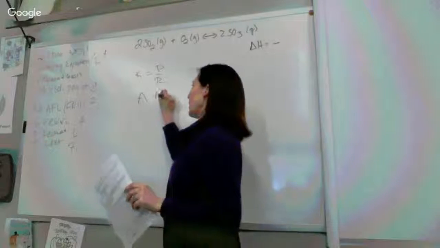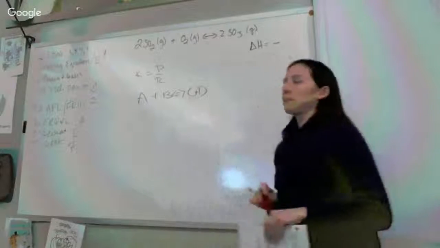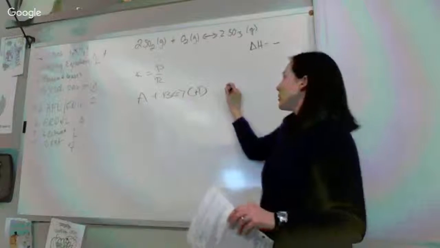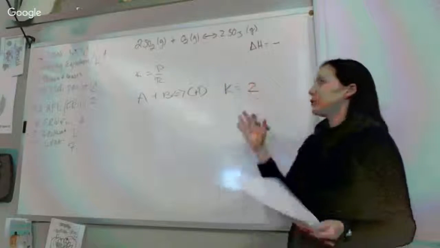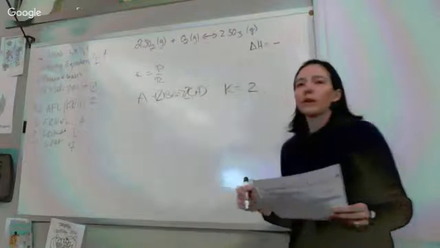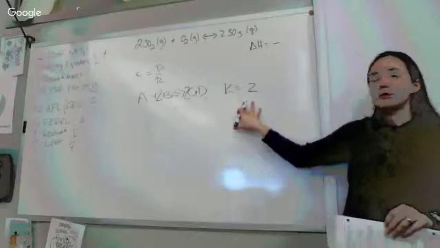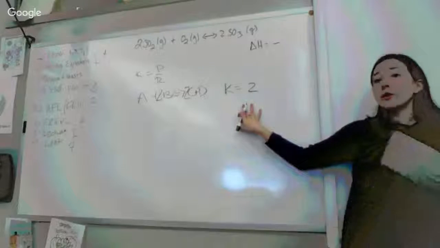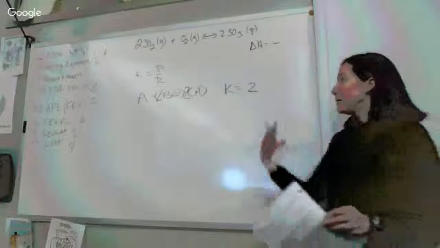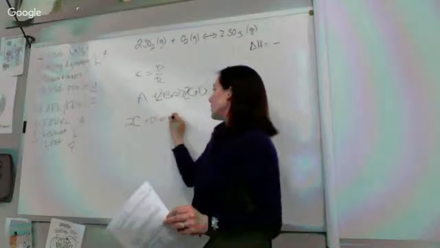So let's say A plus B is equal to C plus D. For whatever we do, we solve and we get K is equal to 2. I'm just making this up. So you're given an equation and you're told a K value that goes with it, or you solved for a K value. Either way, let's say I said, now give me the K value for the opposite equation, 2C plus D.